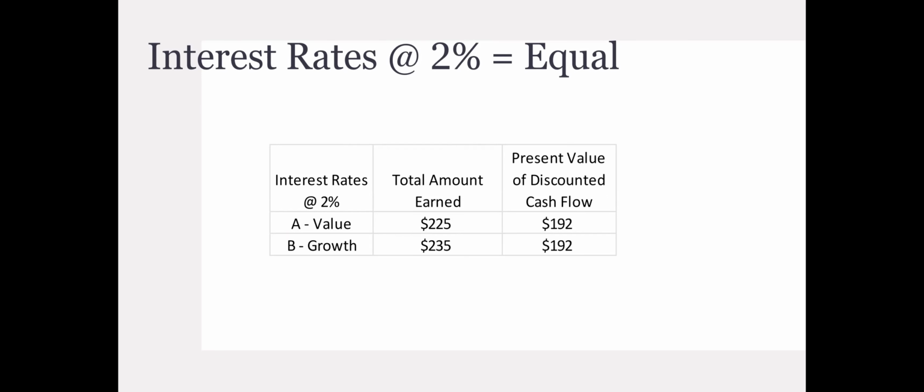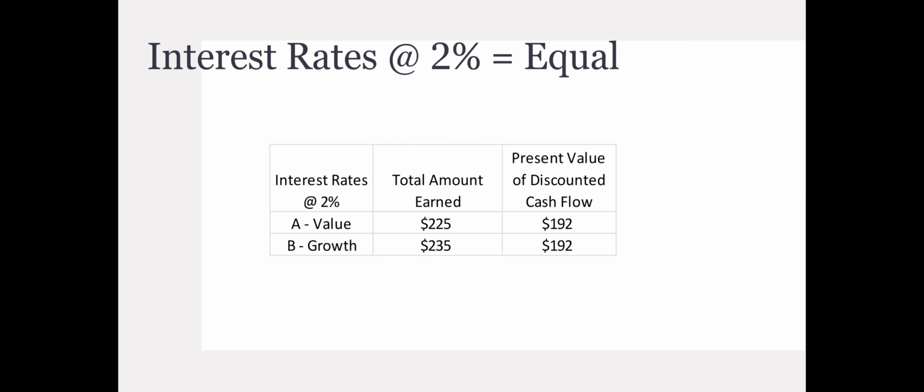So one way to think about it is, if interest rates are at 2% today, that is your cost of a risk-free investment. When you have the option to invest $100 in Company A, you would reasonably expect that the present value of that investment over the next decade would generate you $192 in profit.